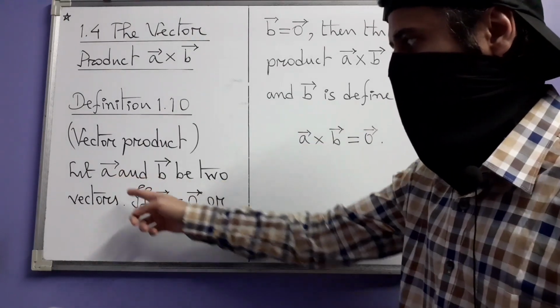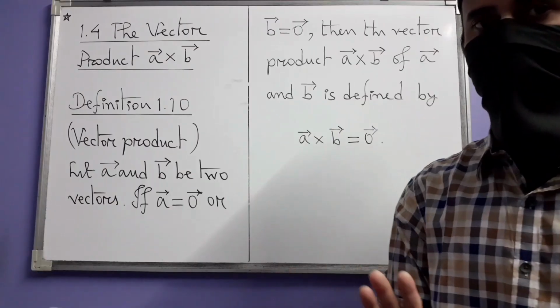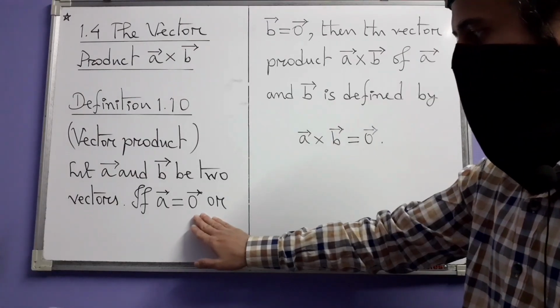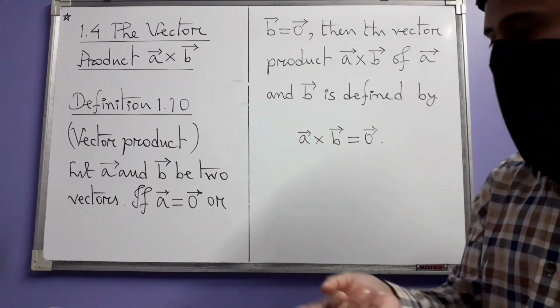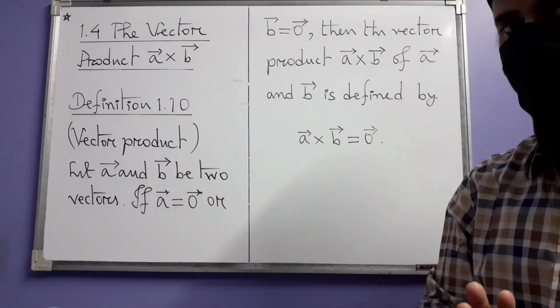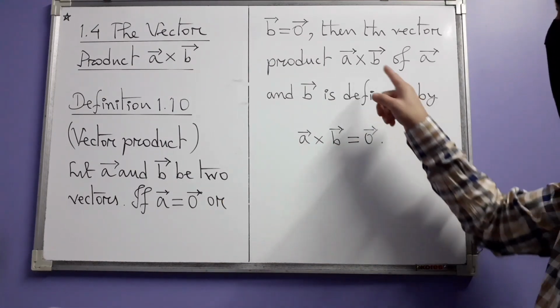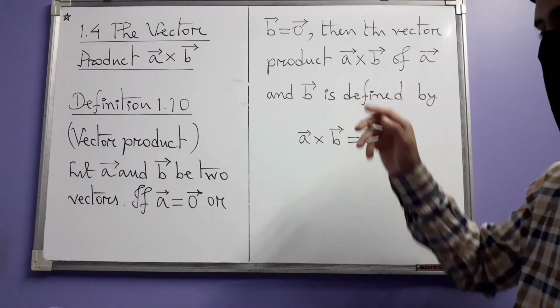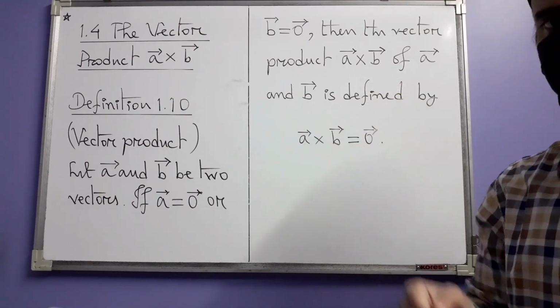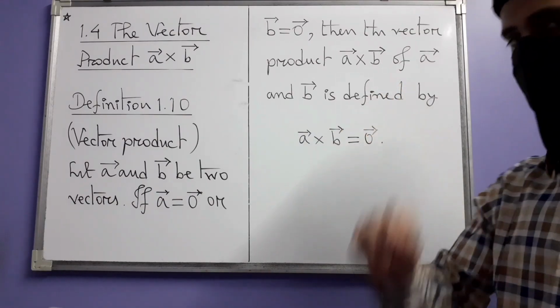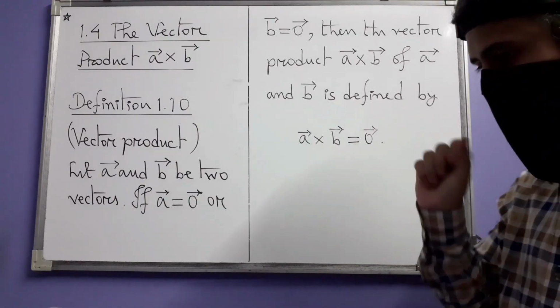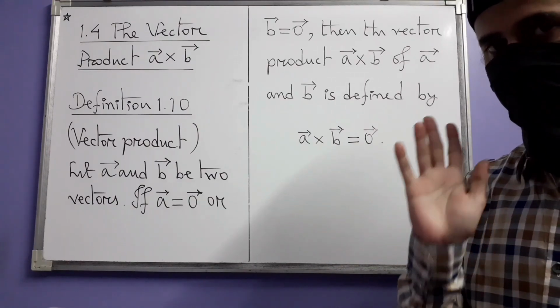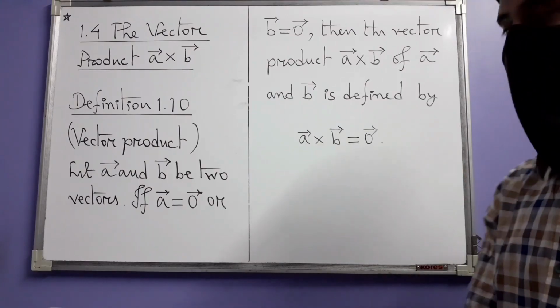So we start like this: let A and B be any two vectors. If A is the 0 vector or B is the 0 vector, or of course if both are 0, meaning inclusive or, then we define the vector product A times B, or you can say A cross B, to just be the 0 vector. Note carefully that here the result is a vector. Although it's 0, it's defined to be a vector.